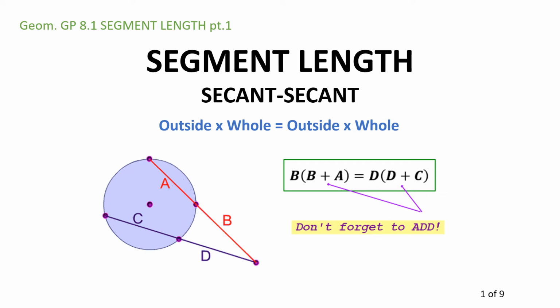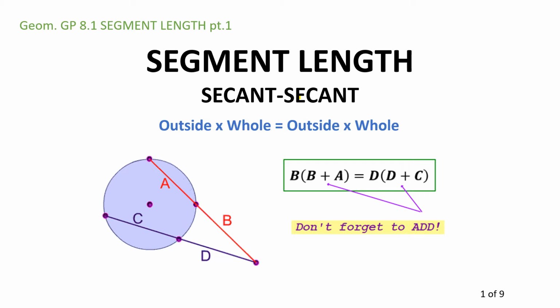Hello, geometry students. In this lesson, we're going to talk about segment lengths. We're looking at the lengths of segments that cross over a circle. Now, we're not talking about the angles anymore. A lot of people get that confused. And specifically, we're talking about segments that are created by two secants.